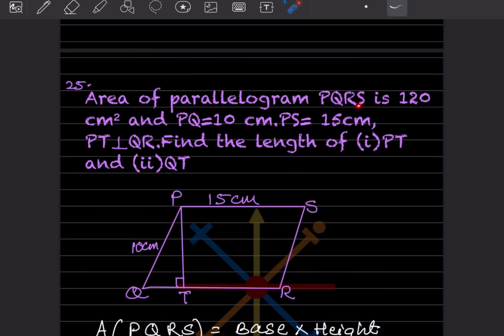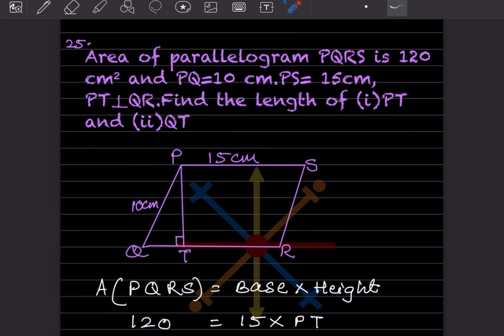Area of parallelogram PQRS is 120 centimeter square and PQ is 10 centimeter, PS is 15 centimeter and PT is perpendicular to QR. Find the length of PT and QT. So here this PQRS is 120 centimeter square, PQ is 10 centimeter and PS is 15 centimeter. And PT is perpendicular to QR. So we have to find the length of PT.